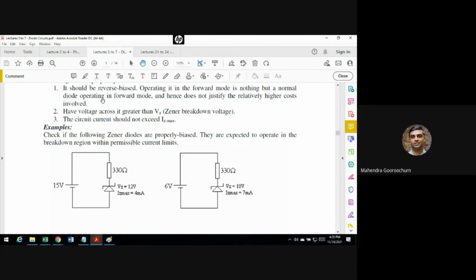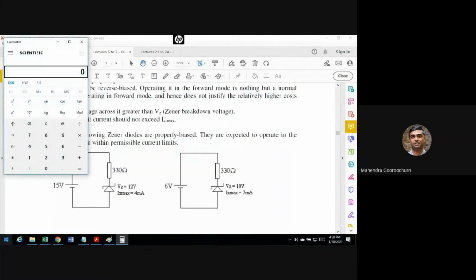The third condition: the current that's going to flow should not exceed 4 milliampere. How do we calculate that? We know in the breakdown region, you would always have 12 volts across it here. You're applying 15 volts, so the remaining 3 volts have to be across the 330 ohms. So you now use Ohm's law. If you have 3 volts drop across 330, just do 3 divided by 330.